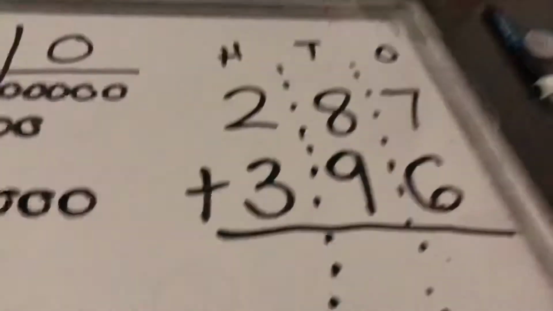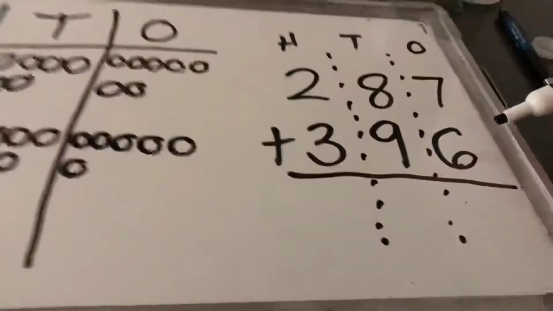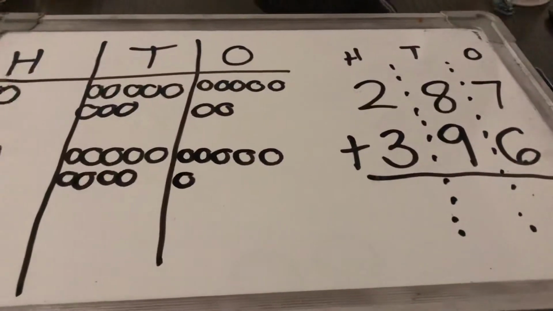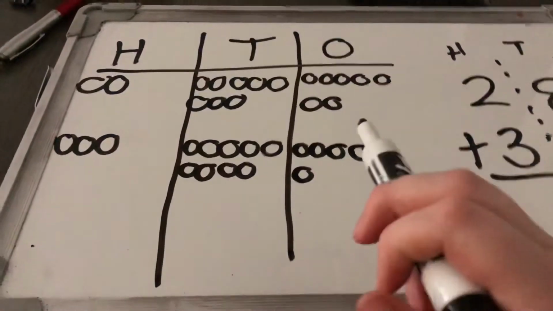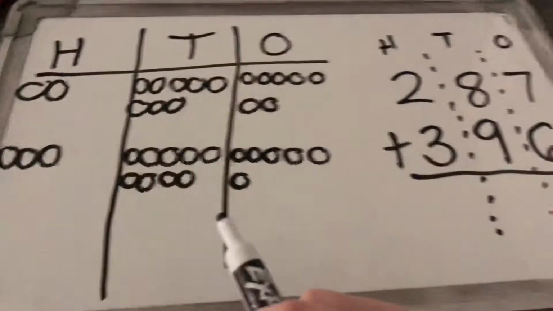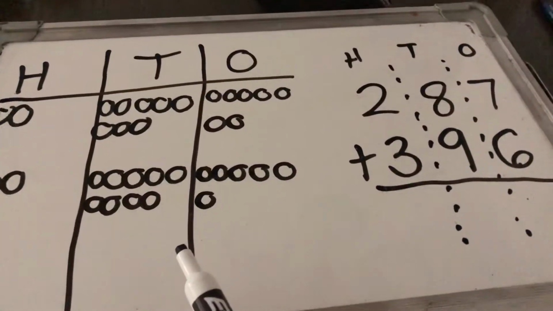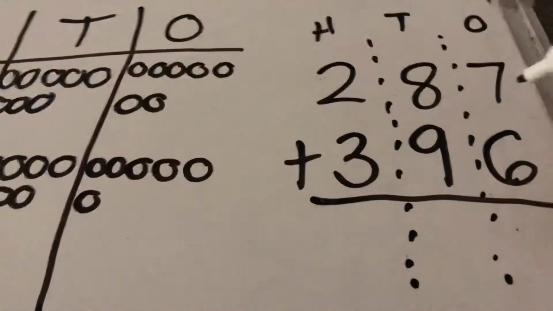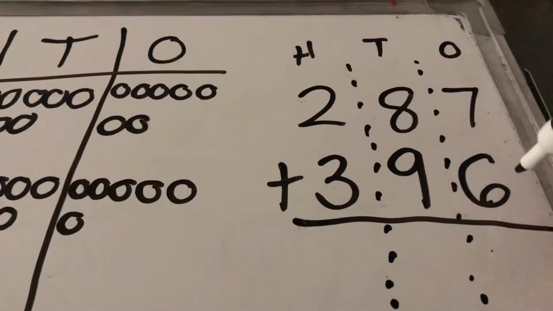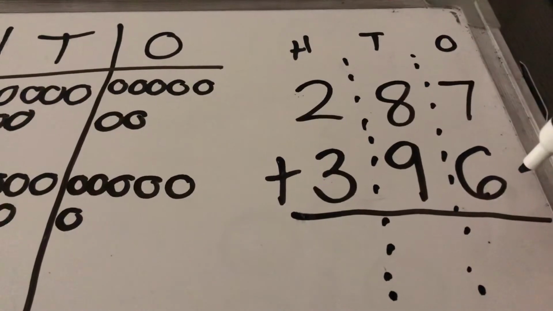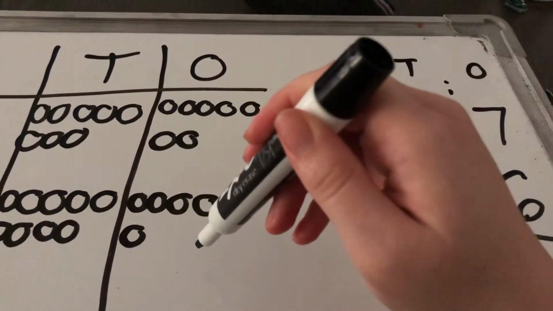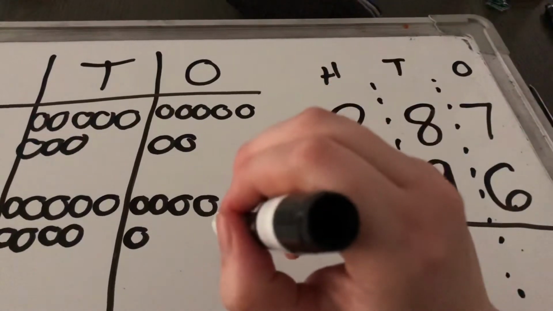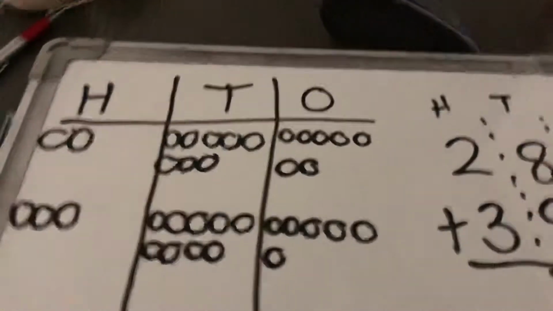All right. What place do we always begin with? Even if you just use traditional, or even if you use place value chart, which place should we always begin with? Our ones. Good. What is 7 plus 6? 7 plus 6. Okay, when I add 7 plus 6, I get 13.